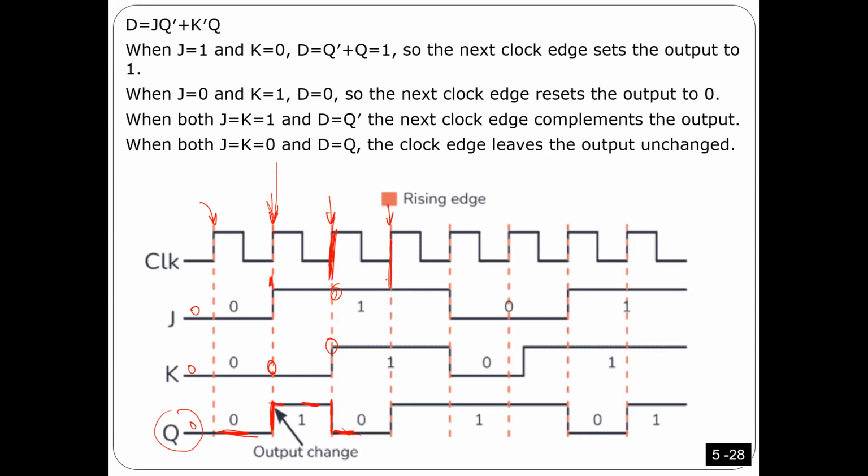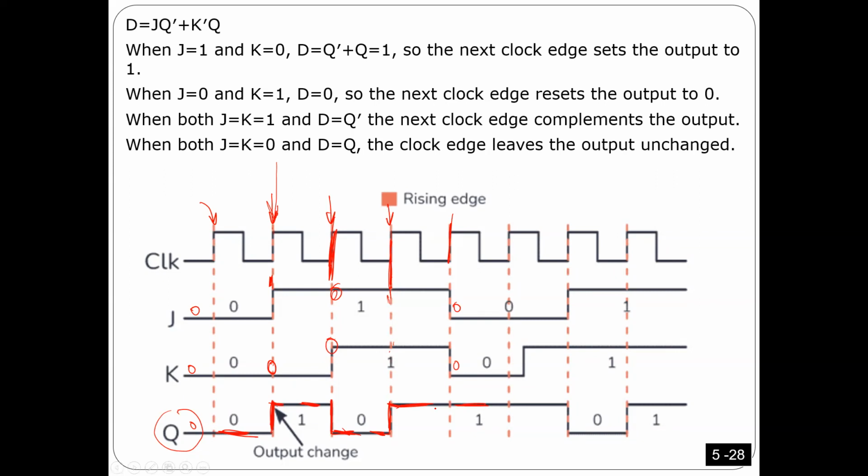I'm going to look at this point. At this point here, it is 1 and 1. You know 1 and 1 means toggle. So what's going to happen at this point? We're going to toggle from 0 to 1. Okay. Let's look at the next one here. At this point here, it becomes 0 and 0. You know 0, 0 is no change, because this one is high, it's going to continue high, no change.